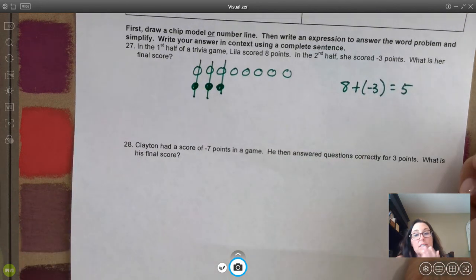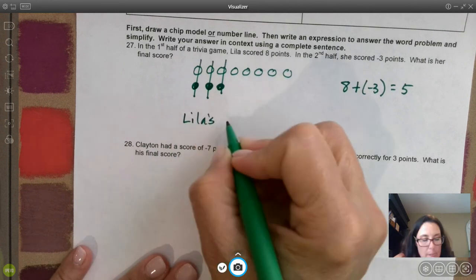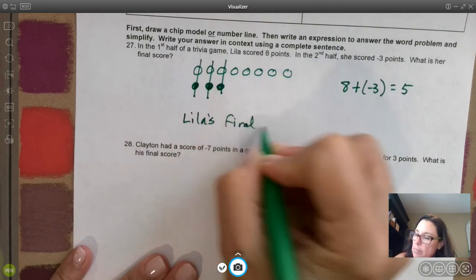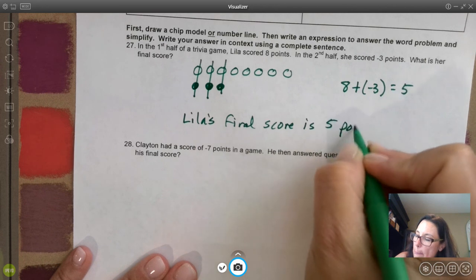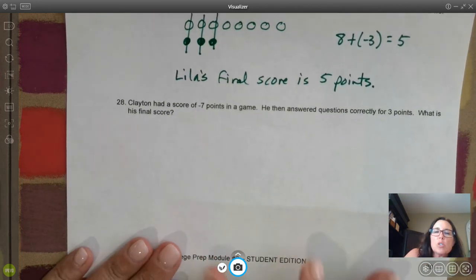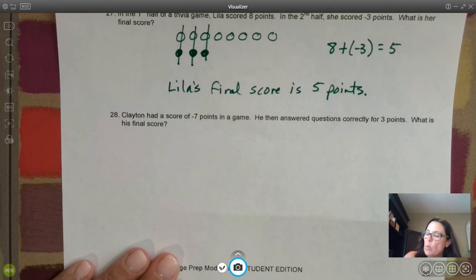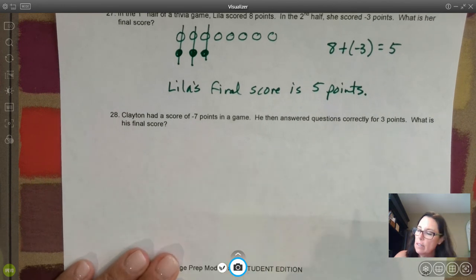Okay, now in a sentence using the context, Lila's final score is 5 points. Okay, see if you can do this last word problem just like we just did this number 27. See if you can do 28, pause me, and then come back on.